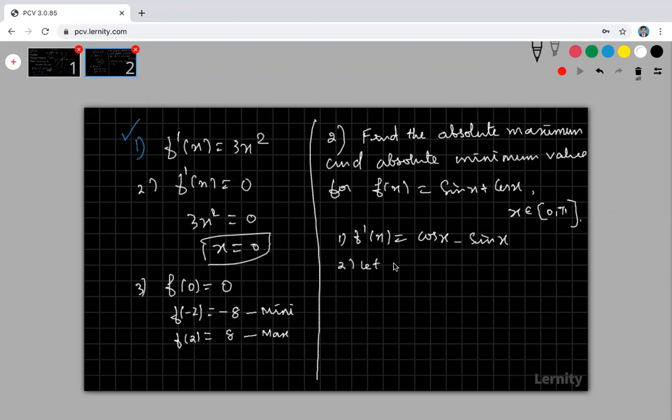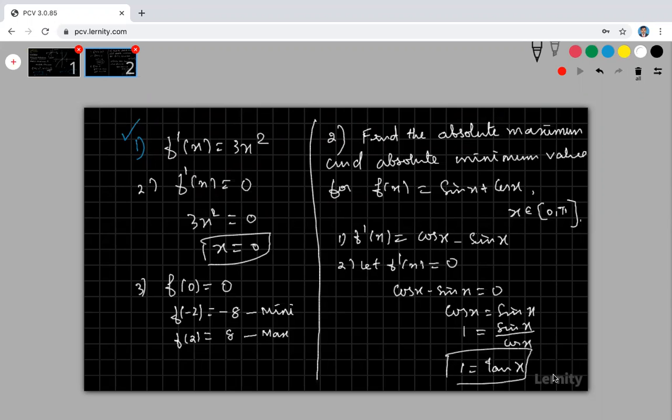What is my second step? Let f dash of x be equal to 0. Then cos x minus sin x is equal to 0. So cos x is equal to sin x, or 1 is equal to sin x by cos x, which is tan x. Then what about the value of x? My tan x is equal to 1.